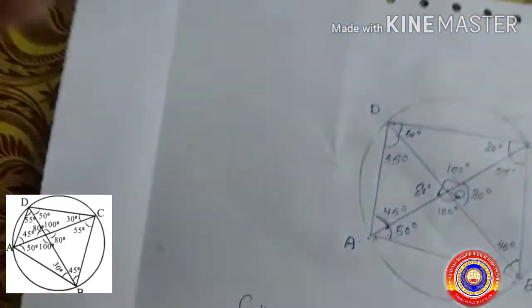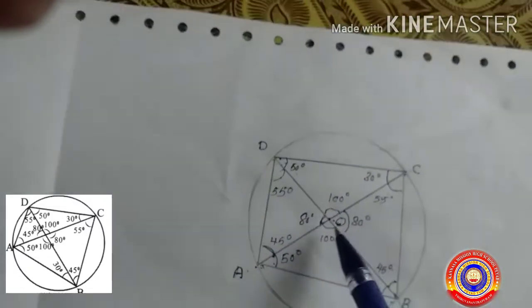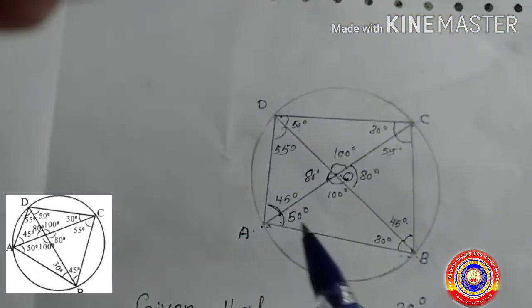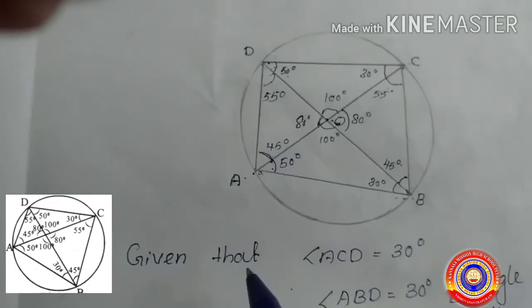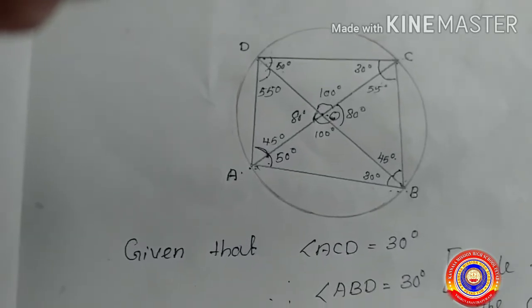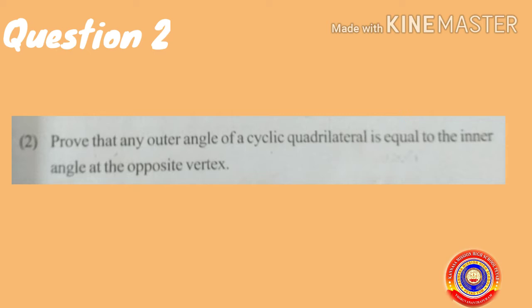Here we got all the four angles of the quadrilateral ABCD and the angles formed on the diagonals also. Is it clear for you, children? Okay. Next, question number 2. Prove that any outer angle of a cyclic quadrilateral is equal to the inner angle at the opposite vertex. We have to prove that any outer angle of a cyclic quadrilateral is equal to the inner angle at the opposite vertex. Okay.